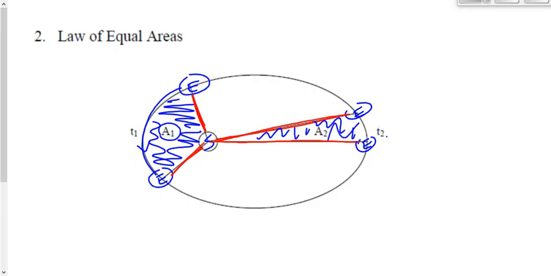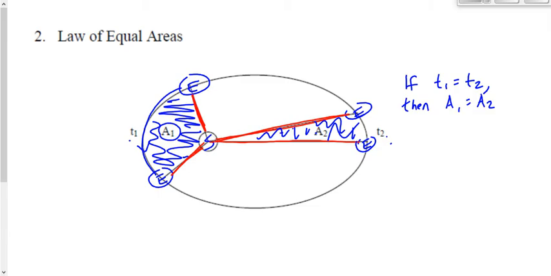Here's the thing. If T1 equals T2, in other words, if the time is the same, then the area that's swept out by the line that joins the Earth to the sun is the same as well. So in other words, if T1 equals T2, then area 1 equals area 2. This area is the same as this area, right? This is narrow and high. This is short and fat. Combined, they give me the same areas.